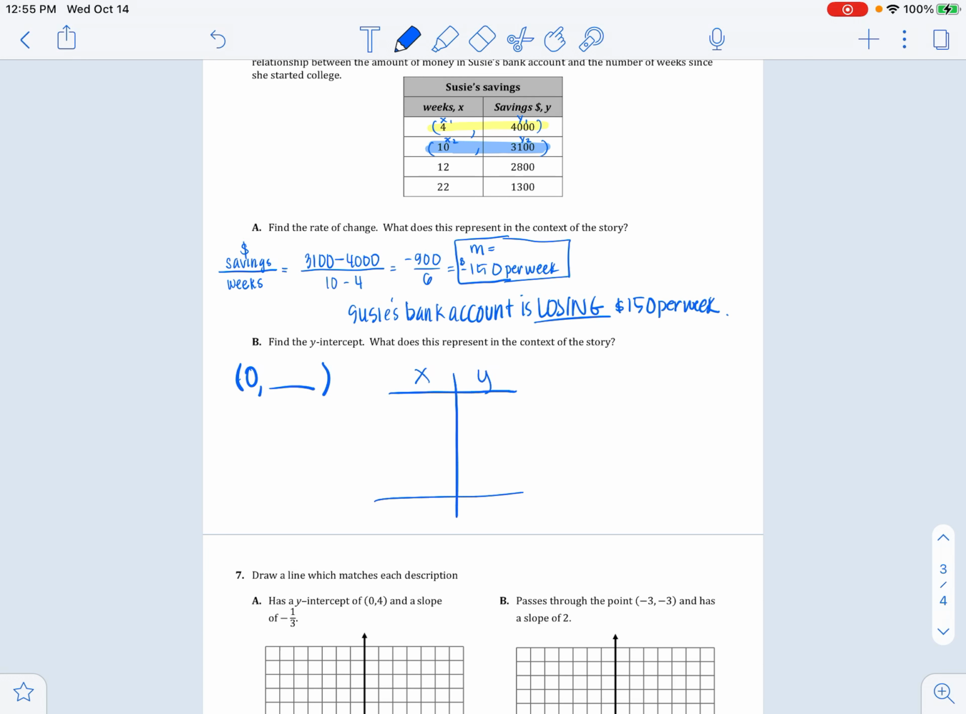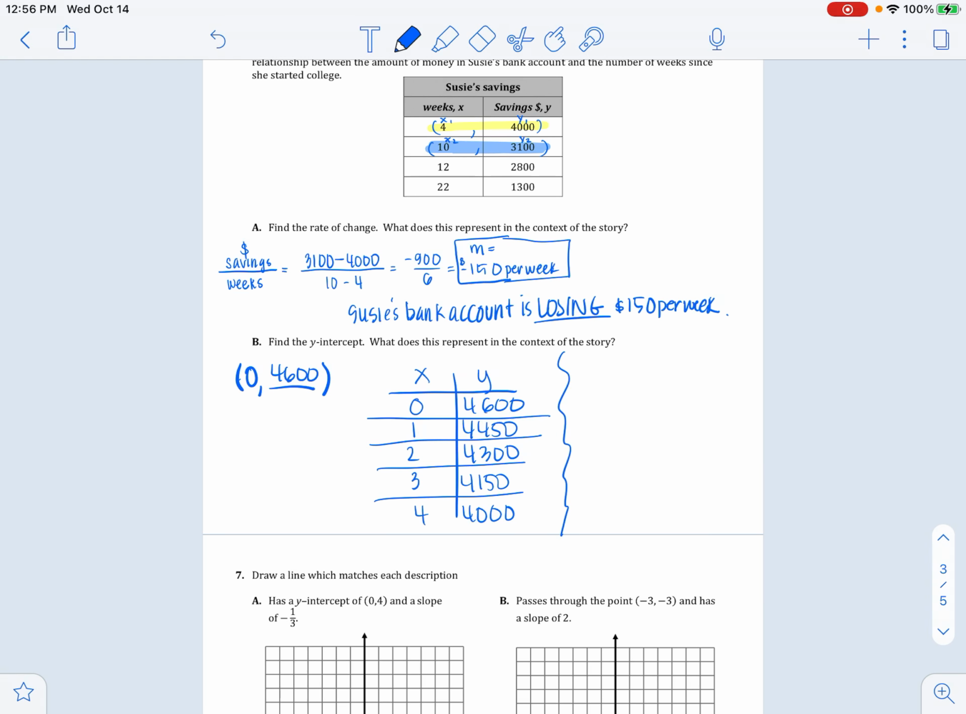I know that this is X and this is Y, and I already know that after 4 weeks she has 4,000, and she was losing money. So at 3 weeks she would have 150 more than that. So she'd have 4,150. At 2 weeks, she'd have 150 more than that, so she had 4,300. At 1 week, she'd have 4,450, and that means when she started at 0 weeks, she'd have 4,600. So that's one way, right? I still have to say what it means in the context of the story.